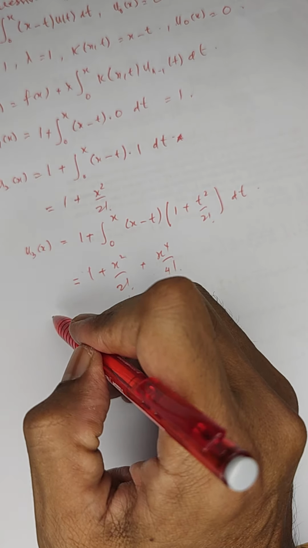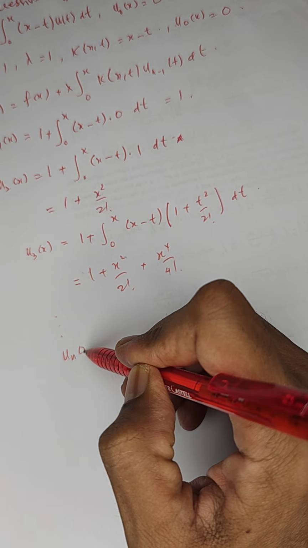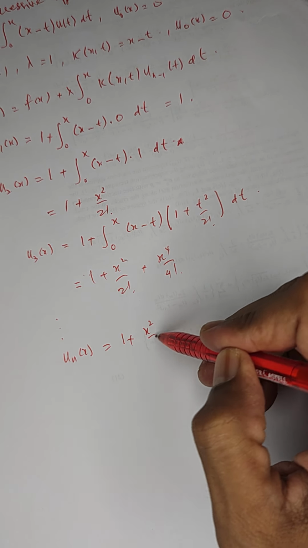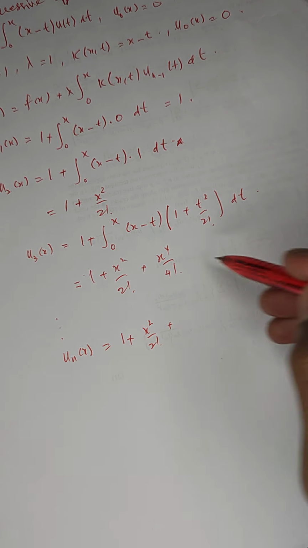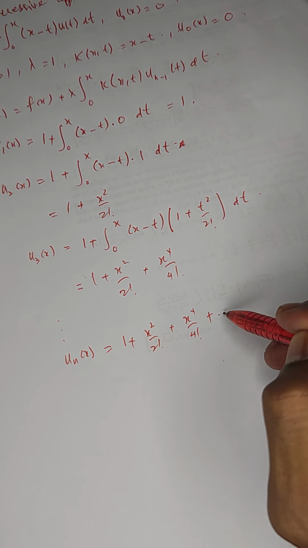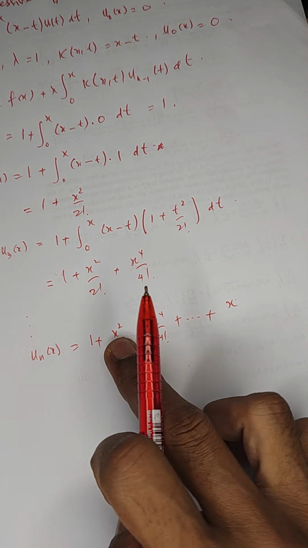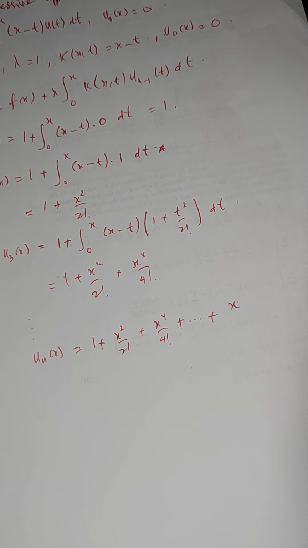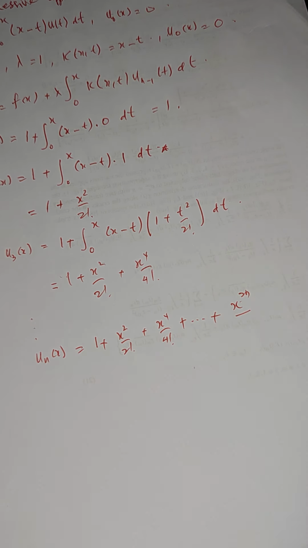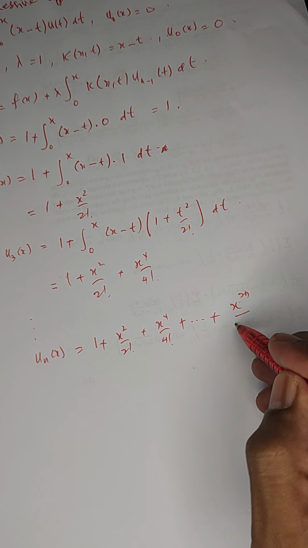And then from there you can find the general solution. un(x), basically we have 1 plus x squared over 2 factorial plus x^4 over 4 factorial, so plus and so on. If you look at the power of this, the power is even, which means we have x^(2n) over (2n) factorial.